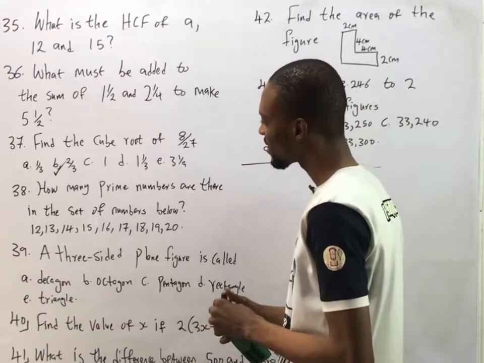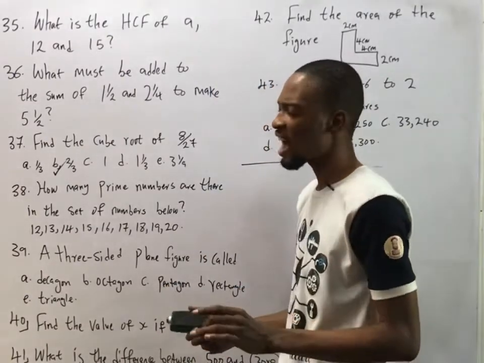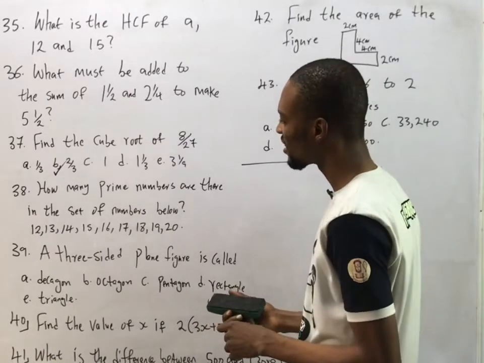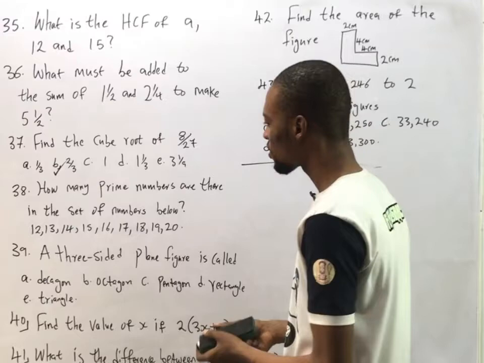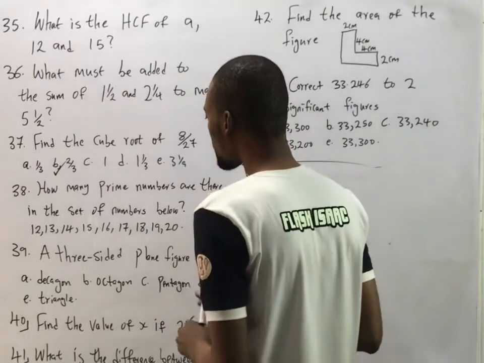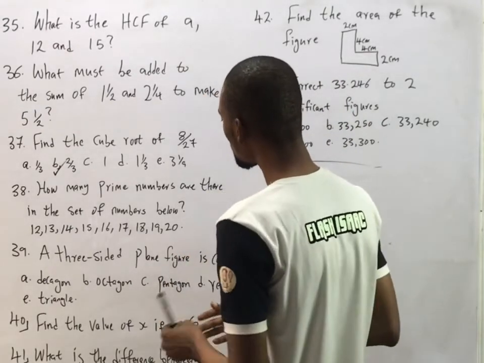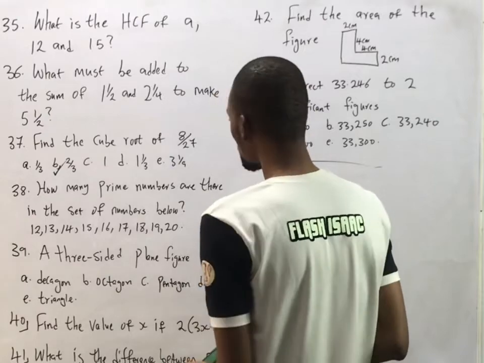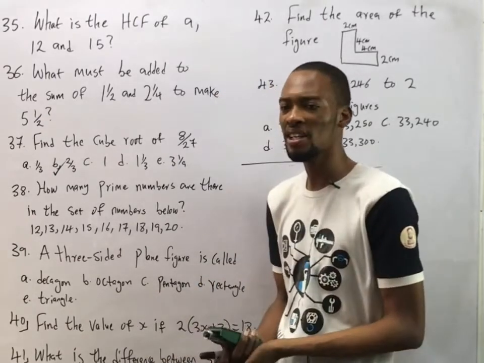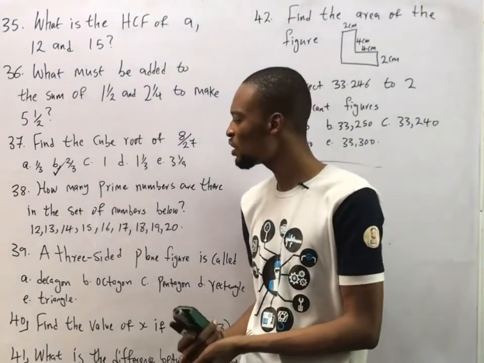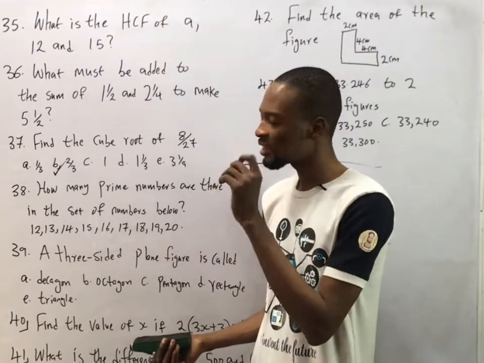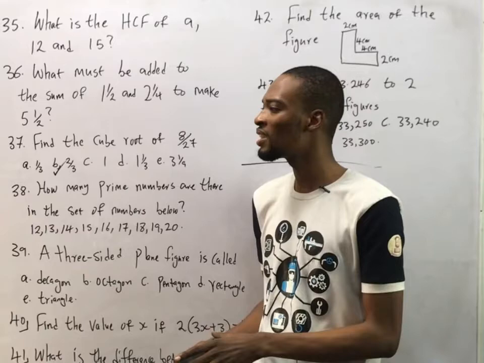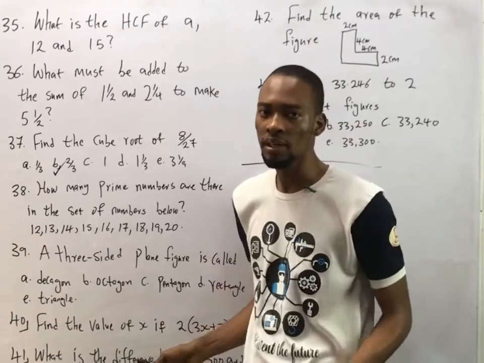Question number 38. It says, how many prime numbers are there in the set of numbers below? So these are the numbers: 12, 13, 14, 15, 16, 17, 18, 19, 20. What are prime numbers? Prime numbers are simply numbers that have only 2 factors. They can only divide themselves and 1. They cannot be divided by 2 or any other number.